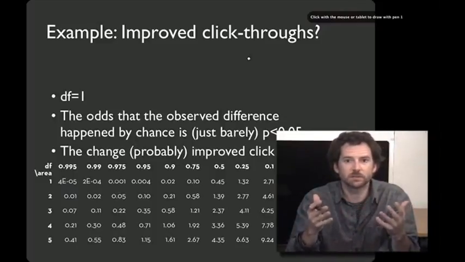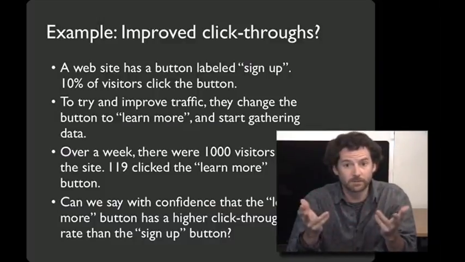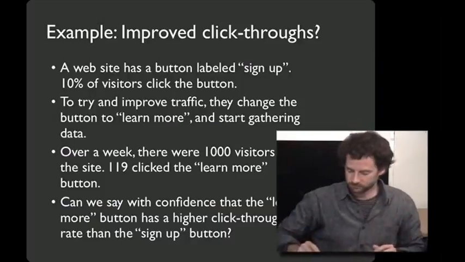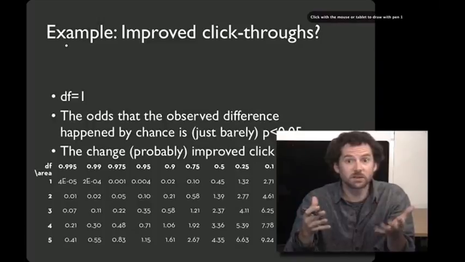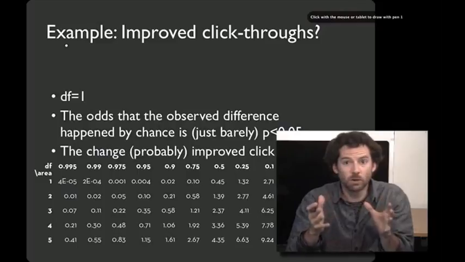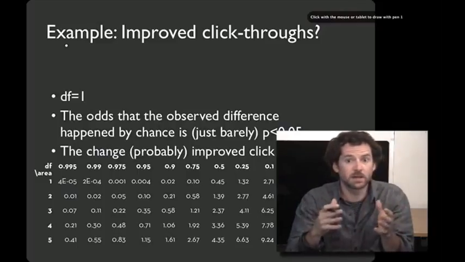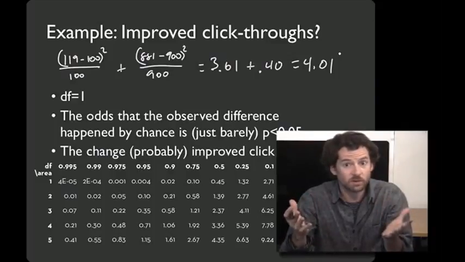As you can see, over a week there were 1,000 visitors to the site, and 119 of them clicked the Learn More button. Can we say with confidence that the Learn More button has a higher click-through rate than the Sign Up button? Let's work it through. So we have 119 observed click-throughs minus 100 expected, and we have 881 observed non-clicks minus 900 expected. Add it all up and you get about 4.01 as the chi-squared value.